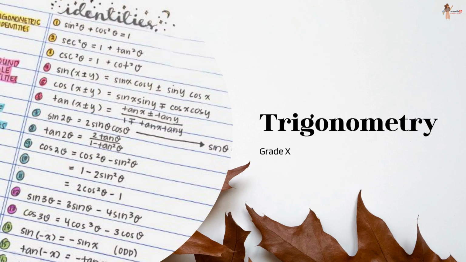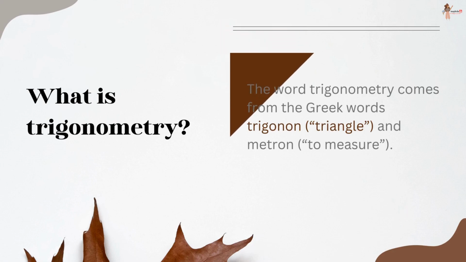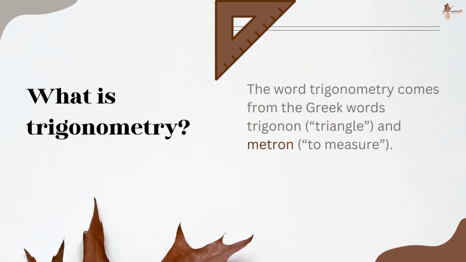This is part 1 of the chapter where we would introduce trigonometry to you. The word trigonometry comes from the Greek words tri, that means 3, gon, that means sides. We know that a triangle has 3 sides, and then metron, that means to measure.